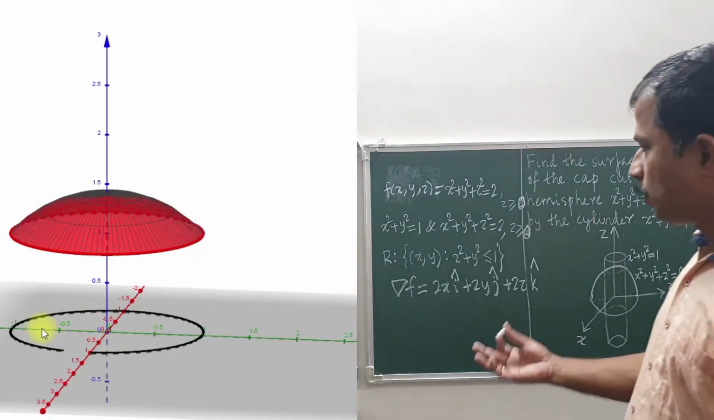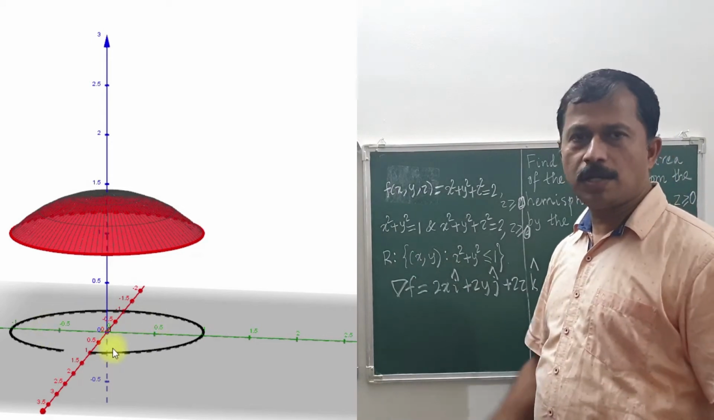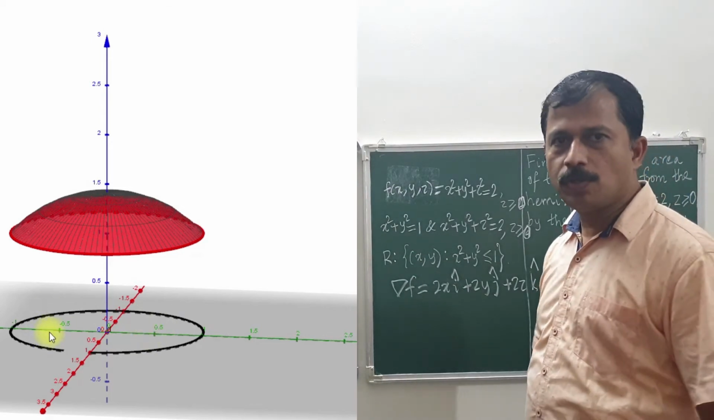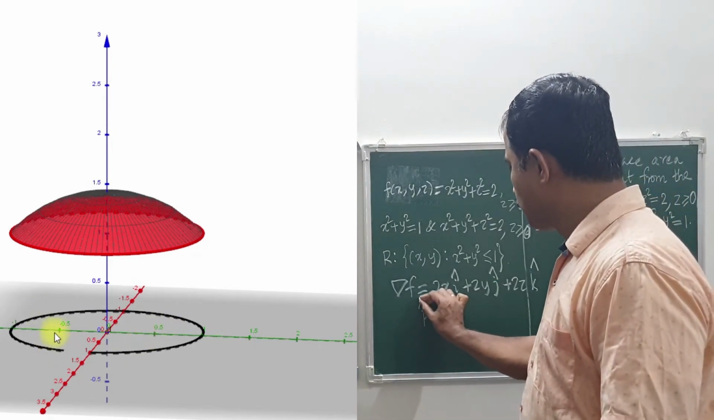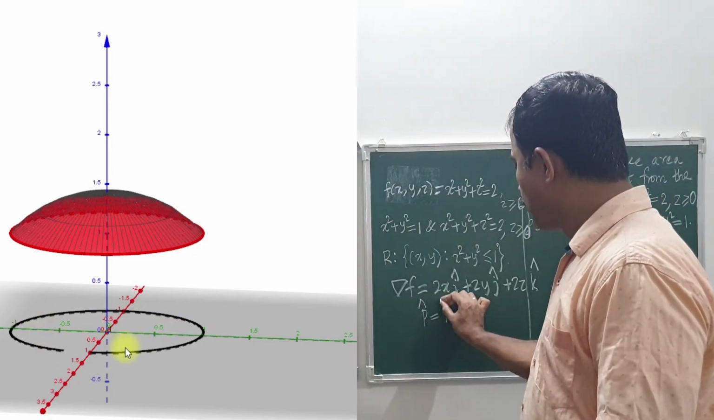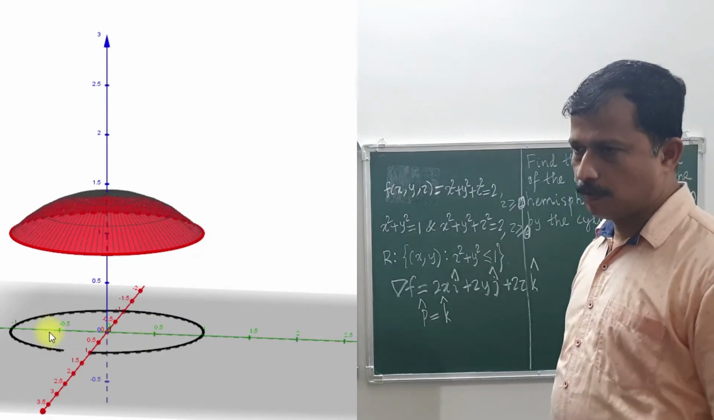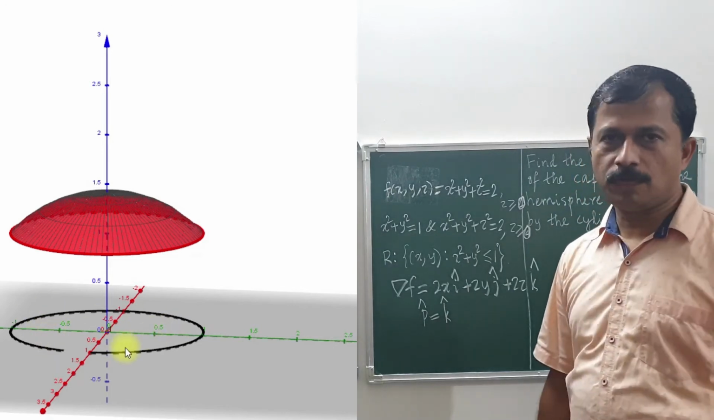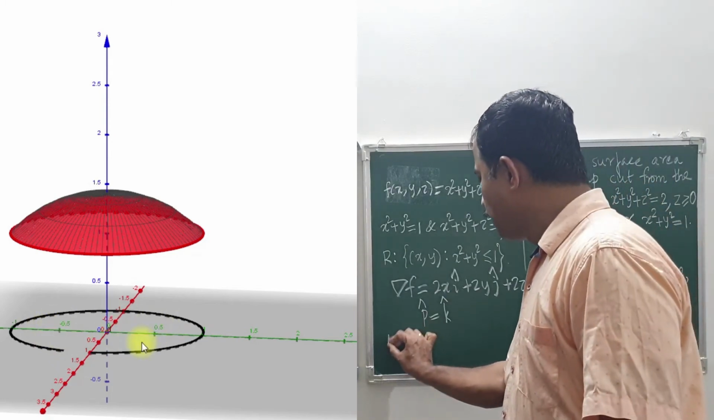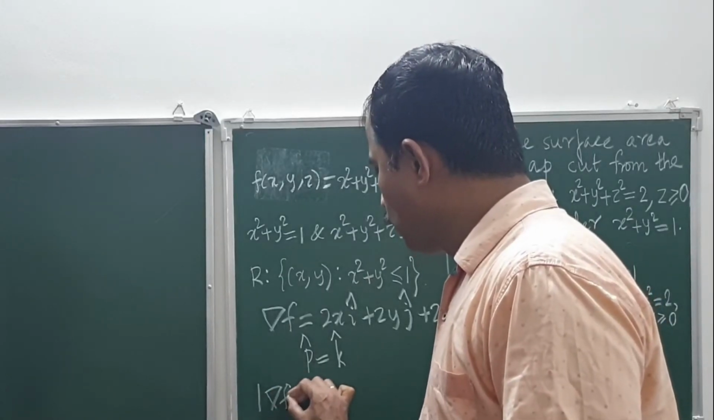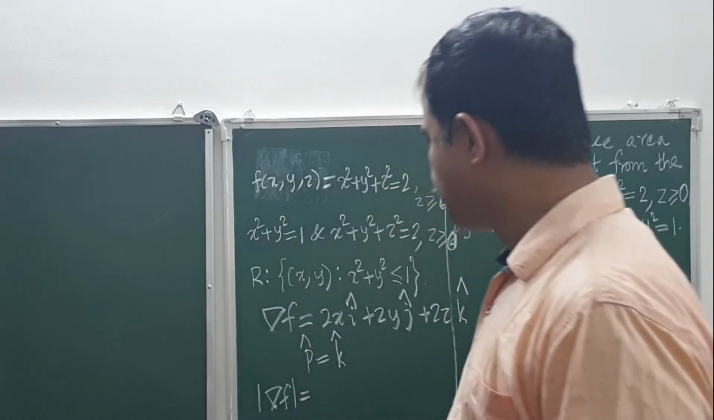What is the unit normal to the region R? The region R is on the xy plane, so the unit normal will be the unit vector k along the positive direction of the z axis. Okay, so what will be the magnitude of the vector grad f?